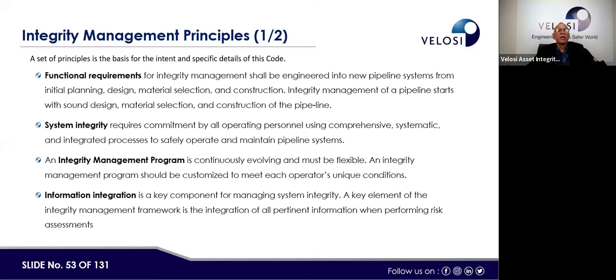Then system integrity requires commitment by all operating personnel, using comprehensive, systematic and integrated processes to safely operate and maintain the pipeline system. An integrity management program is continuously evolving and must be flexible. An integrity management program should be customized to meet each operator's unique conditions. Then information integration is a key component to manage system integrity. A key element of the integrity management framework is the integration of pertinent information when performing risk assessment.